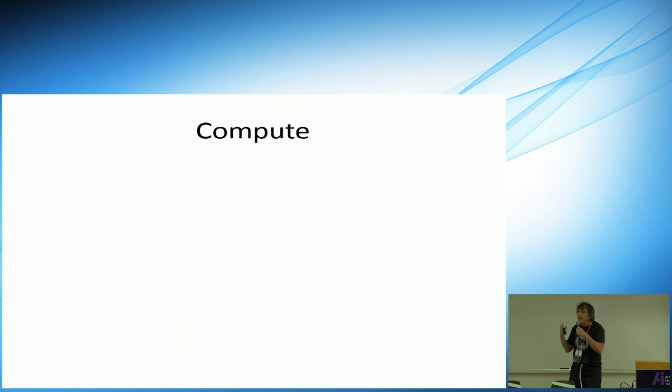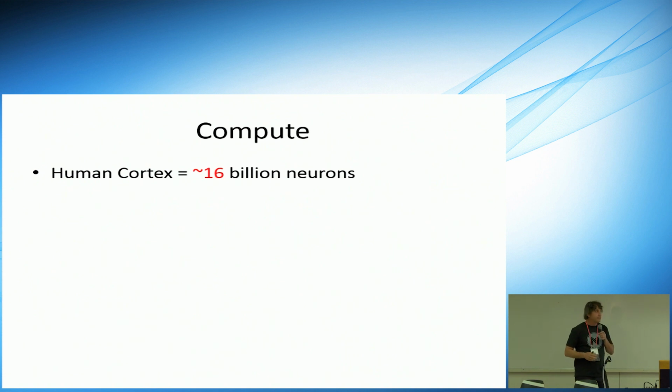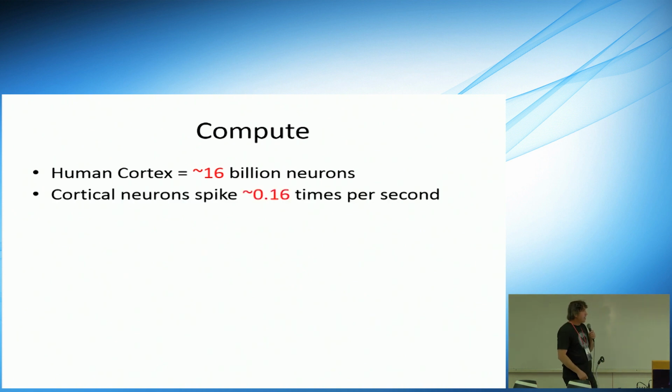So I want to think with you a little bit about this idea. What is the computation in our brain? And this is where the tissue versus silicon comes in. So the human cortex is about 16 billion neurons, give or take. And a cortical neuron spikes about 0.16 times per second.